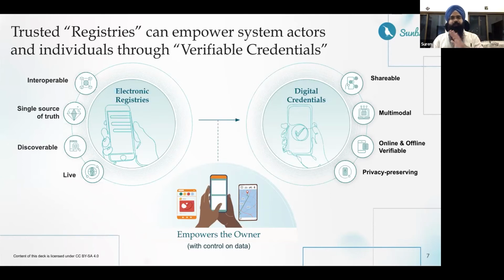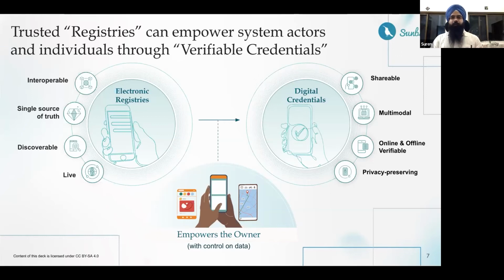These registries and credentials are essentially two sides of the same coin. Registries are more of a system view, more of the admin's view. And the credentials are what empower the individual, because they carry the credentials with them to avail and unlock the benefits and opportunities that they want.